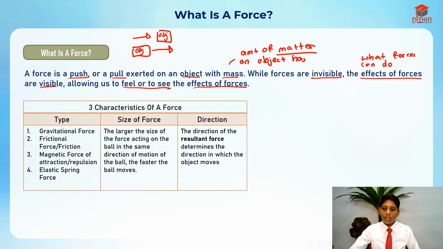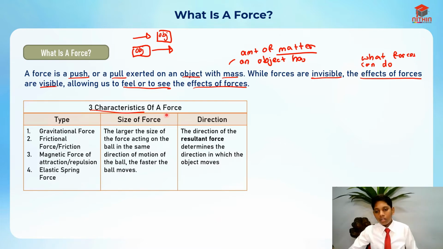Okay, there are three characteristics of a force. One, the type of a force. So we need to know the type of a force. So basically that's gravitational force, frictional force, or we could say friction, magnetic force of attraction and repulsion, and lastly elastic spring force. Okay, so there are four types of forces.